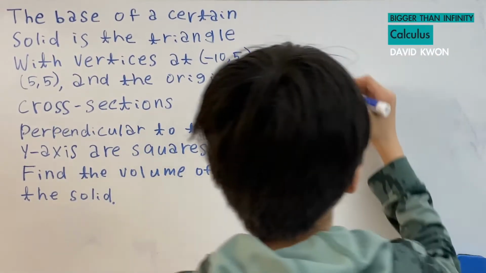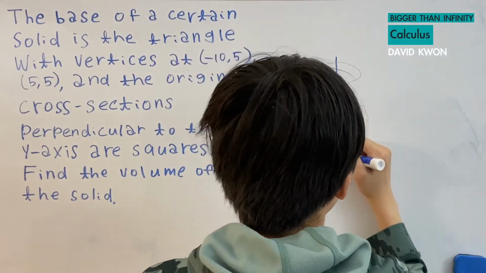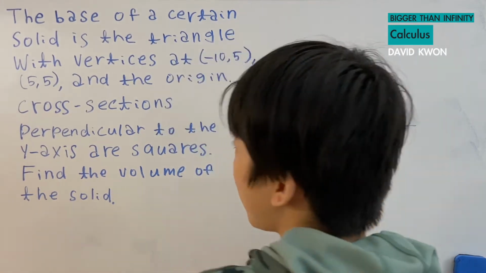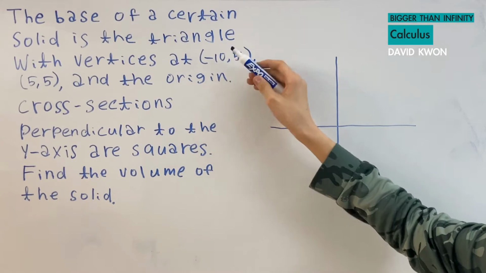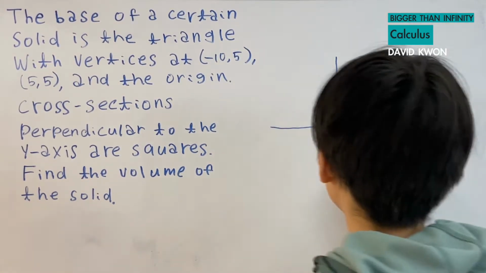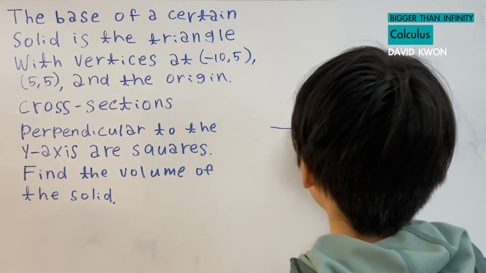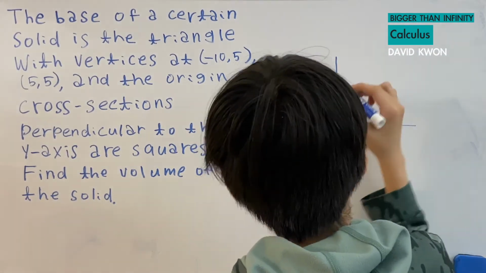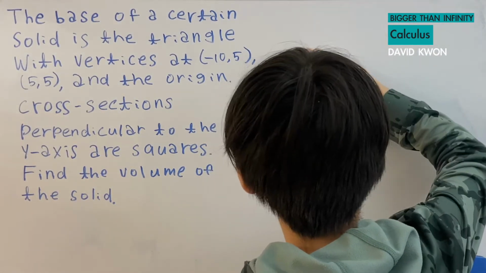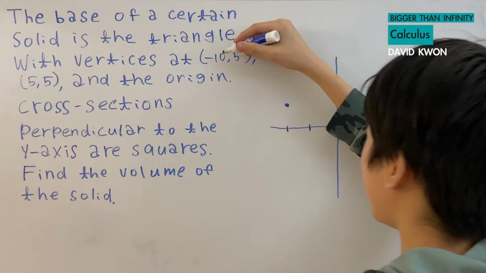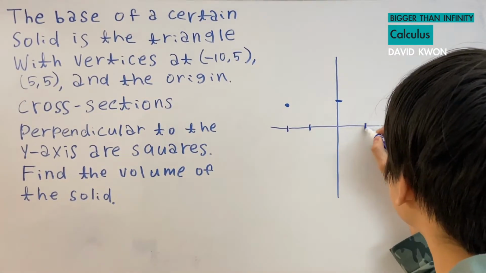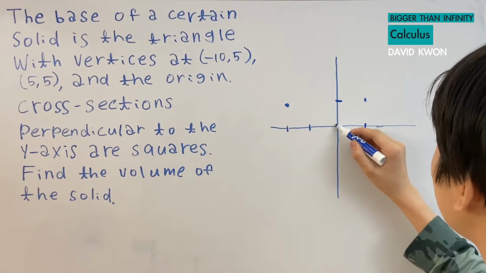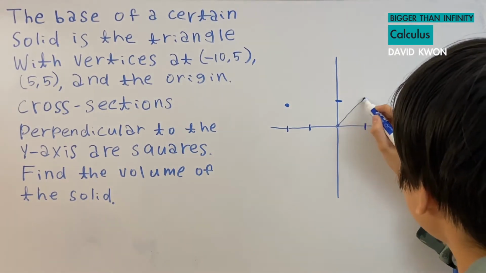So let's start off with a graph and write down some facts we know, okay? We know the vertices at (-10, 5) and (5, 5). So we'll call this -5, this is -10, and this is 5. We just found the point at (-10, 5), and another point is (5, 5), which is just here. And then from the origin, it will make a triangle.